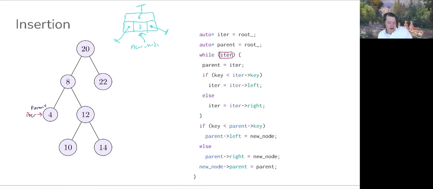Now we're going to look at the key 3 of the new node we're looking to insert and compare it against the key of the node we're currently on. In this case, the key that we're looking to insert is going to be less than that of 4. So we're going to move iter to that node's left. Well, guess what that node's left is? It's the null pointer. So at this point, iter is pointing to the null pointer, which is parent's left.